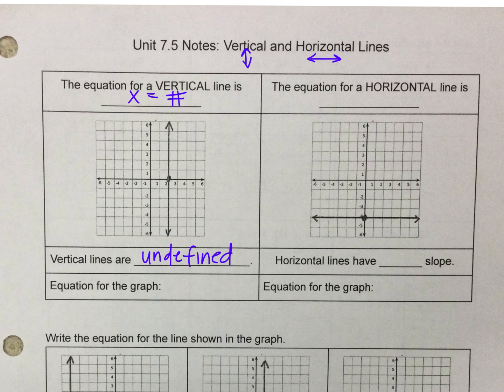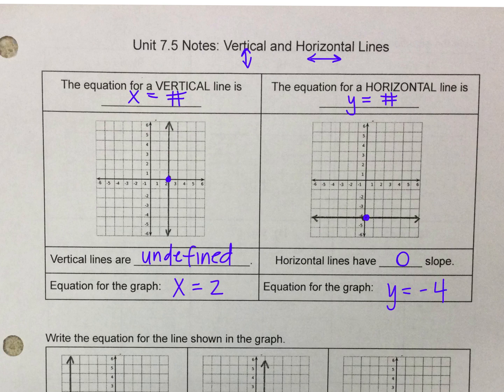So the equation for this graph, it's an up and down graph, so it's going to be x equals, well, my dot is on 2. So x equals 2, and that's all. When we have horizontal lines, those are side to side lines, it's going to be y equals some sort of number. So horizontal lines, that straight across line, have 0 slope, and the equation for this picture, well, the dot's way down here, so y equals negative 4.